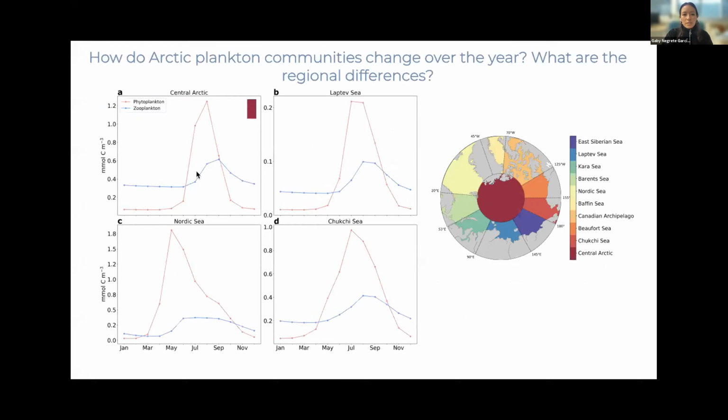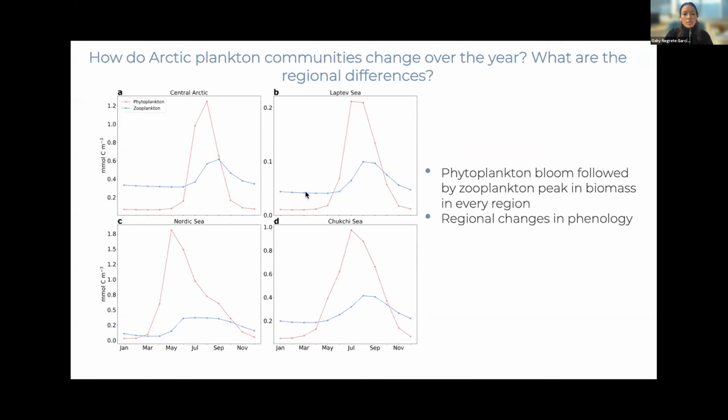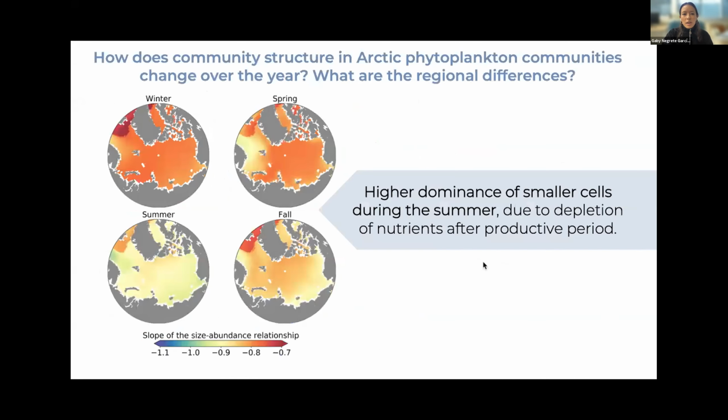but for simplicity, I will only look at the Central Arctic, the Laptev Sea, which is an interior shelf ecosystem, the Nordic Sea, which is influenced by Atlantic inflow, and the Chukchi Sea, which is influenced by Pacific inflow. And here I'm showing biomass of phytoplankton in red and zooplankton in blue. Overall, in every single region, you can see that phytoplankton blooms are followed by zooplankton peaks in biomass, but there are some regional differences in phenology and also in magnitude. The smallest magnitude is seen in the Laptev Sea, which is an interior shelf ecosystem, and the highest biomass is seen in the Nordic Sea due to the Atlantic inflow.